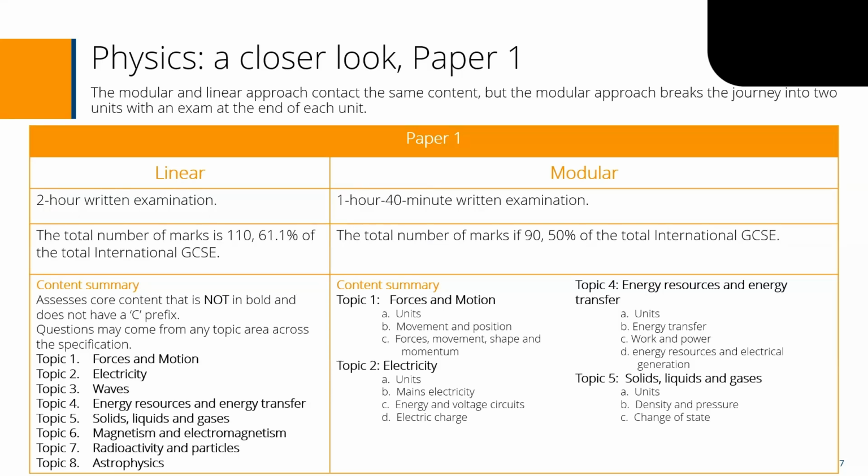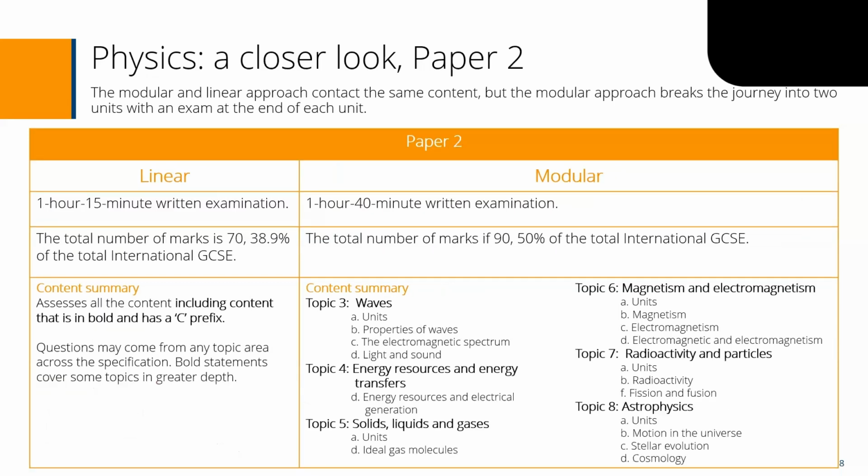If we look at paper 2 for both routes, the linear second paper is slightly shorter, 1 hour 50 minutes, and this time it assesses all the content. So the content which is in the combined science physics element, but also that which is in bold and has a C prefix, in other words, is just for students doing the single science physics. And again, questions may come from any one of those 8 topic areas that I mentioned a moment ago. And bold statements in that specification cover some topics in greater depth.